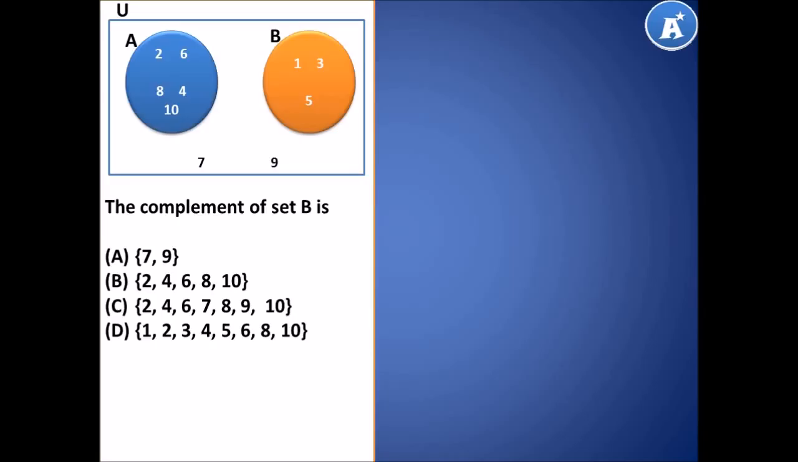So this question reads, the complement of set B is, and you're given A, the set of 7 and 9, B, the set of 2, 4, 6, 8 and 10, C, the set of 2, 4, 6, 7, 8, 9 and 10, and D, the set of 1, 2, 3, 4, 5, 6, 8 and 10. Please pause this video and attempt the question on your own. When you have completed the question, you can press play to see the solution.